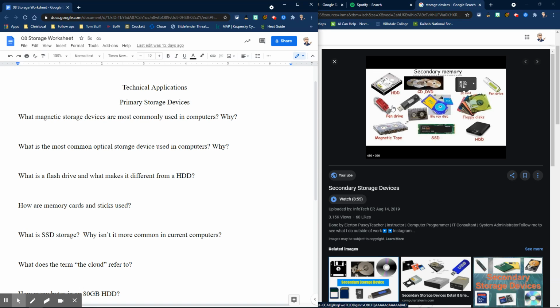You have memory cards all the time. We call, I forgot the name of the thing. Oh my gosh. I'll come back to it in a moment.